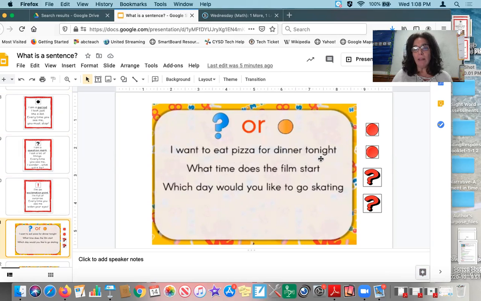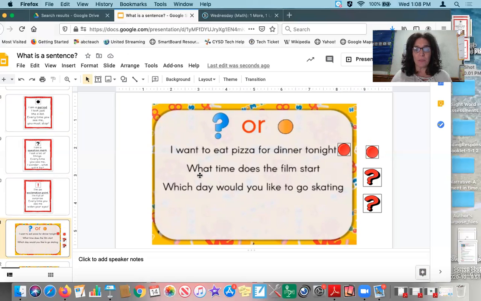Well, I'm telling what I want to eat for dinner, so I must use a period at the end. Now notice how large this period is. Will your period be that large? No, I just want you to be able to see the punctuation mark. Notice I put it in red because it's at the end, or the stop, of a sentence.